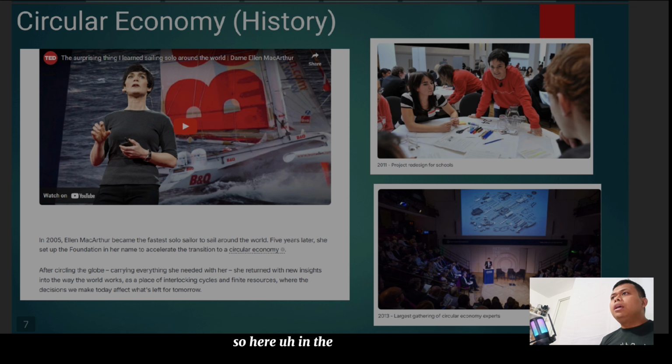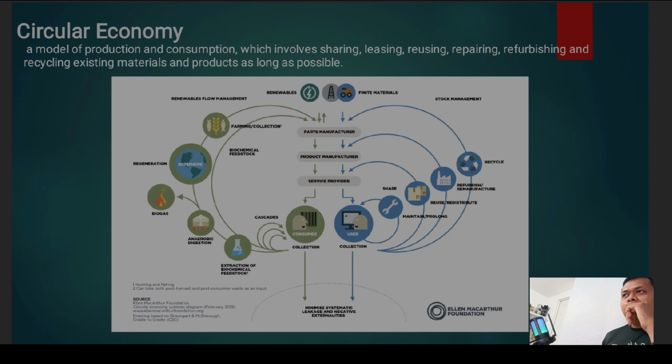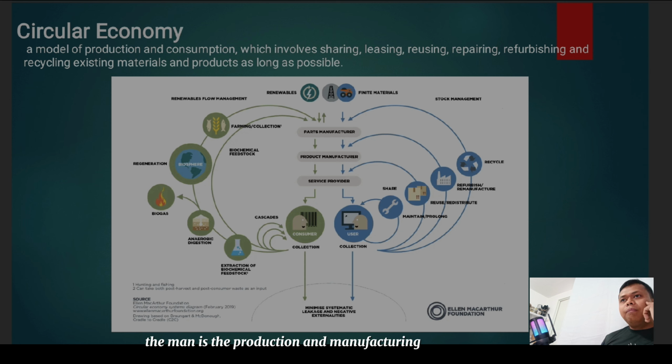Here, in the model of production and consumption, which involves sharing, leasing, reusing, and repairing of existing materials, there are two sides. On the left side is the collection, or more of the environmental resources. And on the right side is the production and manufacturing.